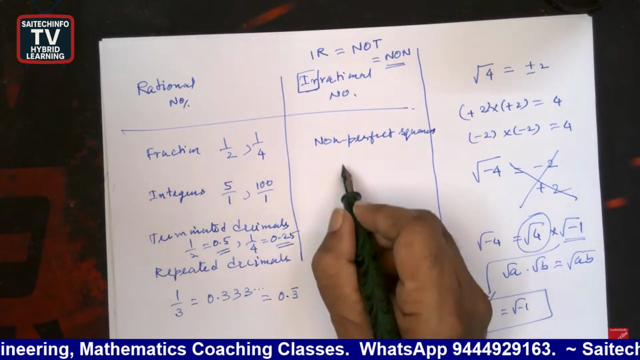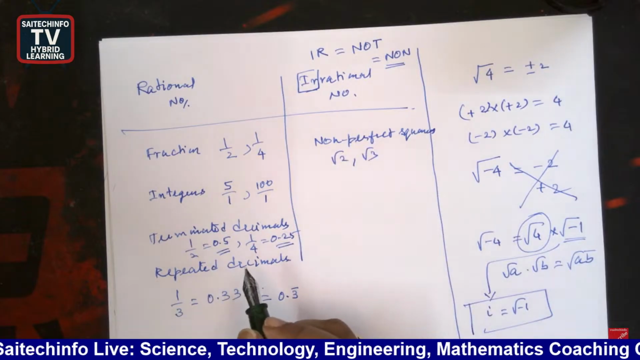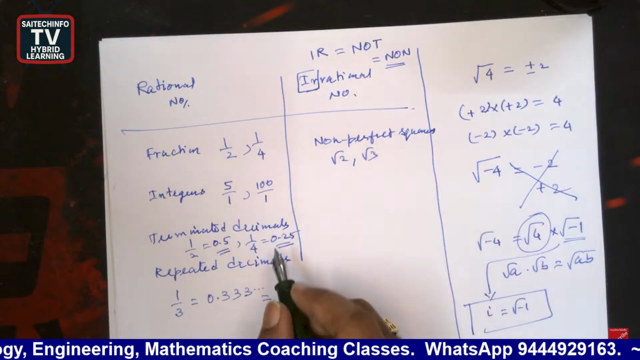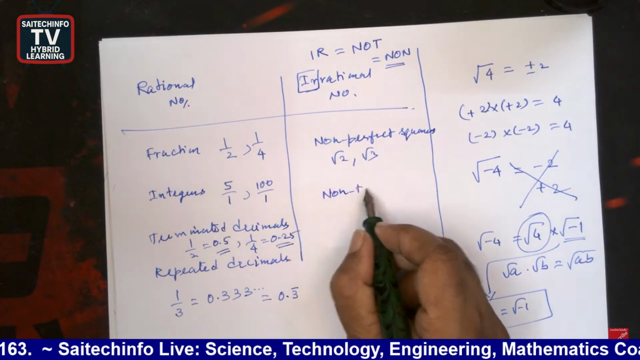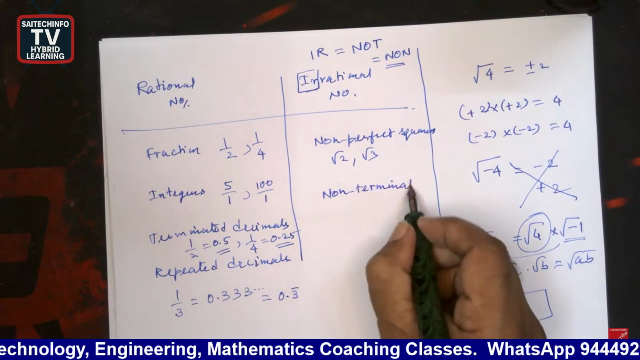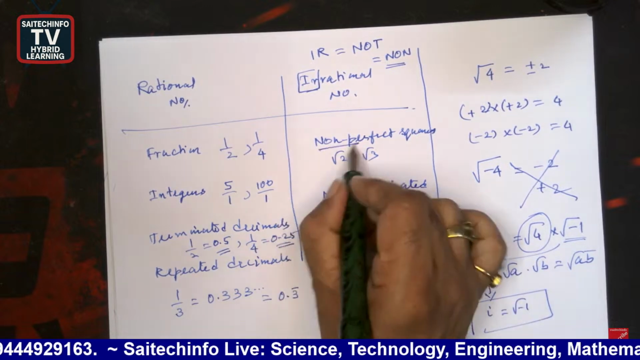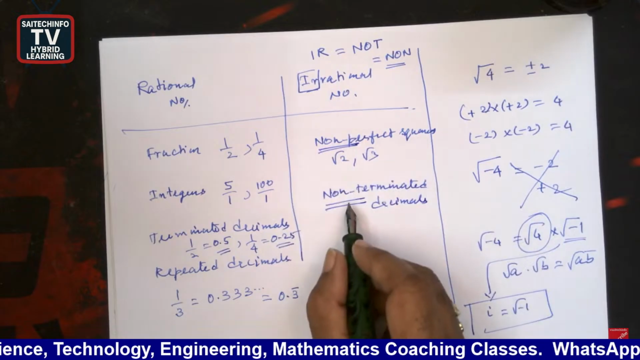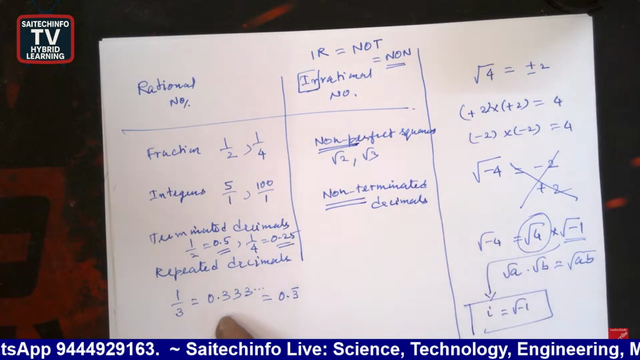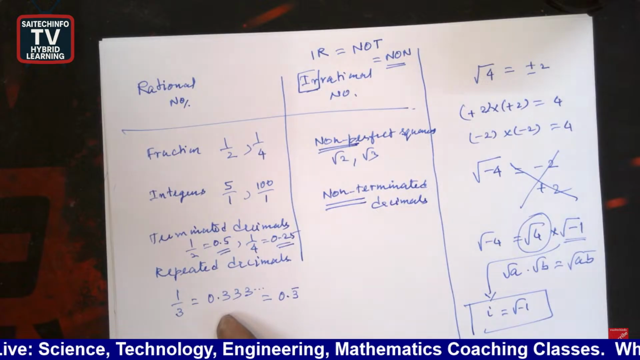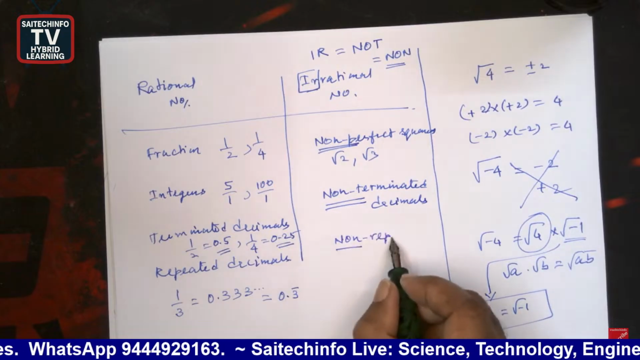So root 2, root 3, these are all called irrational numbers. Do you understand why they are called irrational numbers? Because they result in non-terminated decimals. Take down. Are you able to follow? Non-terminated, non-perfect. And the third one is, it is non-terminated. Not only that, it is non-repeated. There is no repetition. There is no pattern of repetition. So this is non-repeated decimals. Are you able to follow?